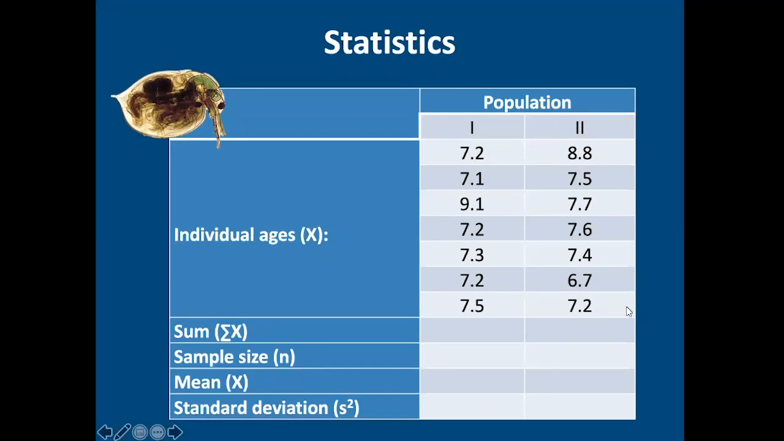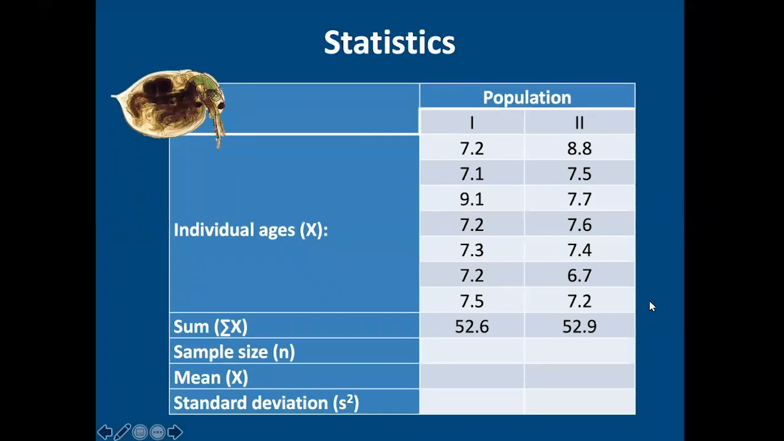individuals from population 2. We're going to calculate the mean, and to do that, we'll calculate the sum of each population. We'll look at the sample size of each population, which again was 7. And so if we divide that sum by the sample size, we get the mean for each population. So the mean of population 1 is 7.5143, and the mean of population 2 is 7.5571.